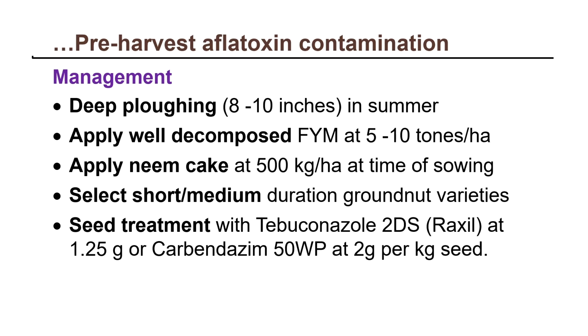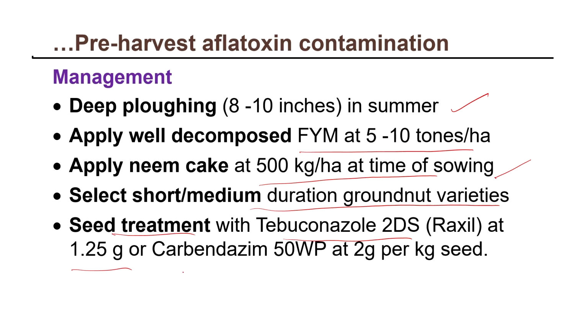Deep-plowing 8 to 10 inches in summer. The main purpose here is to suppress the fungus so that infection does not occur. Apply well-decomposed farmyard manure at 5 to 10 tons per hectare. Apply neem cake at 500 kg per hectare at the time of sowing to control the fungus. Select short-term or medium-term groundnut varieties. Seed treatment is also good with tebuconazole 2 DS (Raxil) at the rate of 1.5 gram, or seed treatment can also be done with carbendazim 50 WP at 2 gram per kg seed.